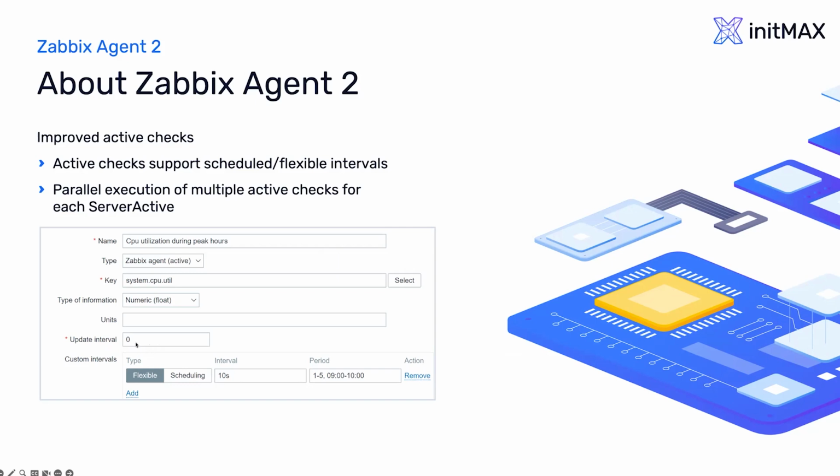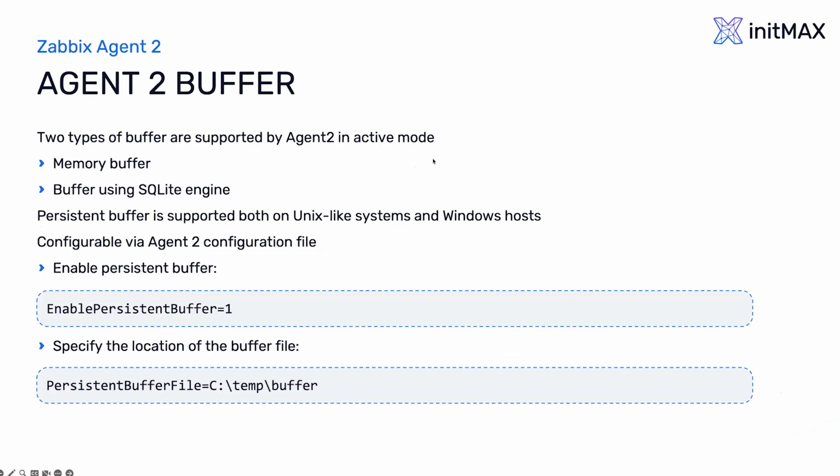If you do not do that, and you have the update interval set to 10 seconds, then both of these checks are going to run in parallel. So you will have a custom interval that is going to run in the pre-configured period, and you will also have the update interval that is going to run every 10 seconds. Zabbix Agent 2 also supports the parallel execution of multiple active checks for each server active. So in case your agent is being monitored by multiple Zabbix servers or multiple Zabbix proxies, the parallel execution of different checks is going to be supported in that case as well.